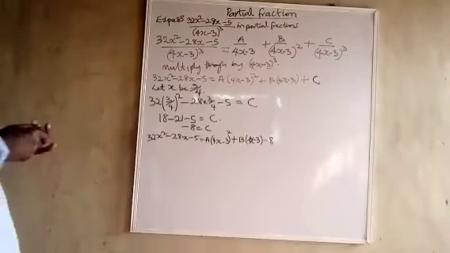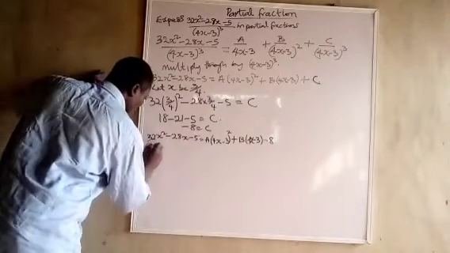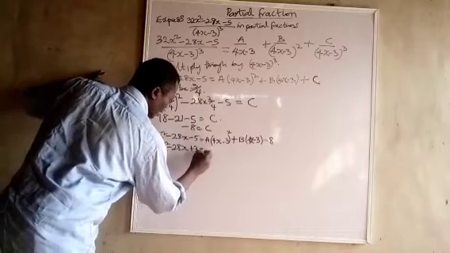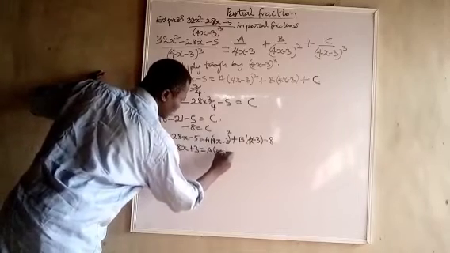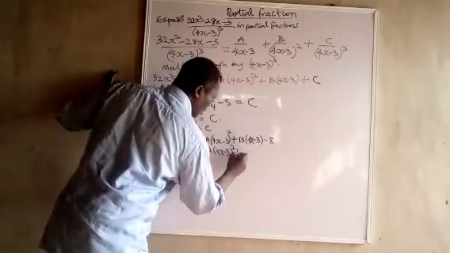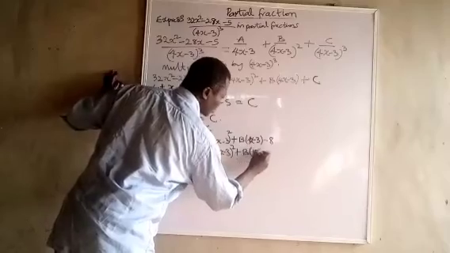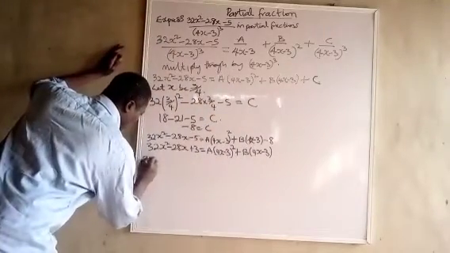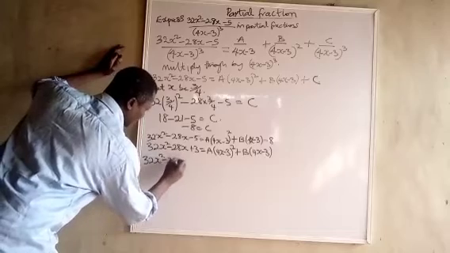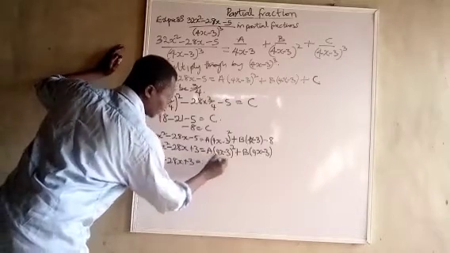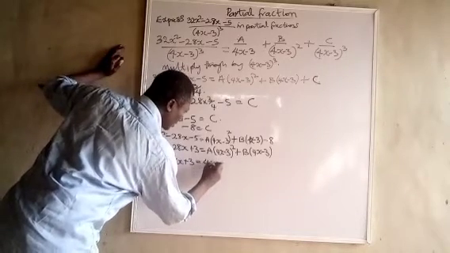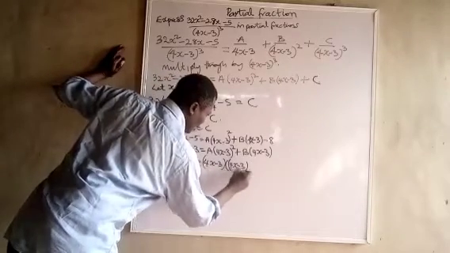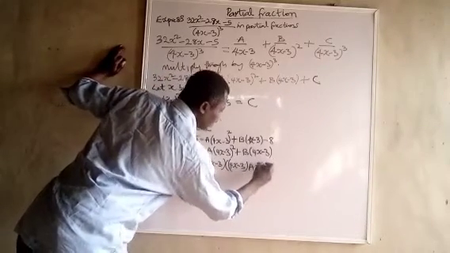So now let's add 8 to both sides. So we have 32x squared minus 28x plus 3 is equal to a into 4x minus 3 squared plus b into 4x minus 3. Now we can factorize this one further. It will be 32x squared minus 28x plus 3 equals 4x minus 3 into 4x minus 3 a plus b.